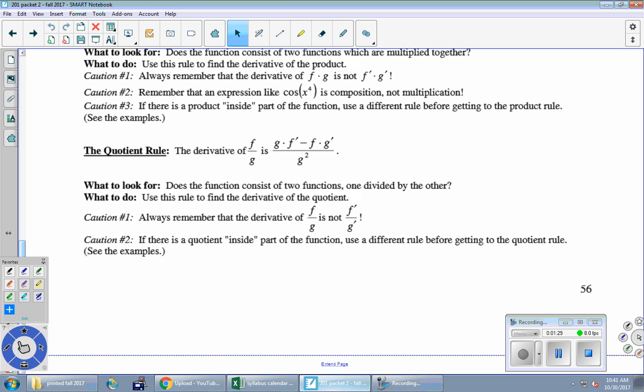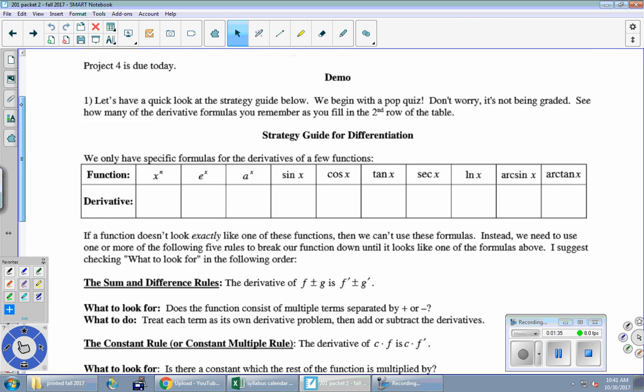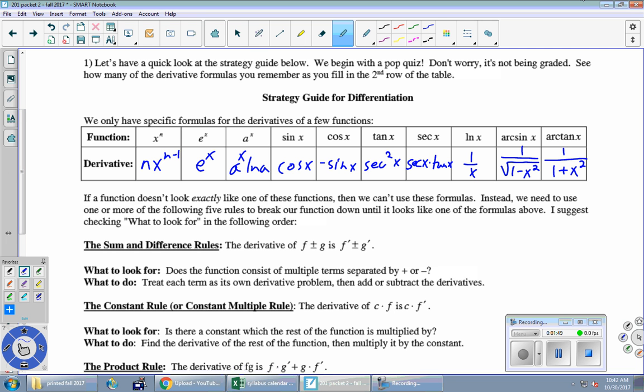Okay, so here we are on page 56. All right, quick look at the strategy guide. Okay, so here's a pop quiz. Don't worry, it's not graded, but go ahead and fill in the derivative rules for each of those things in that table. Okay, so you can check your answers with mine up on the board here. Those are our basic derivative rules.